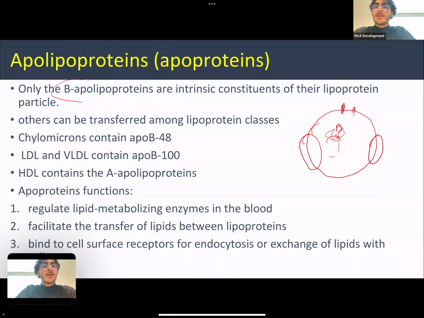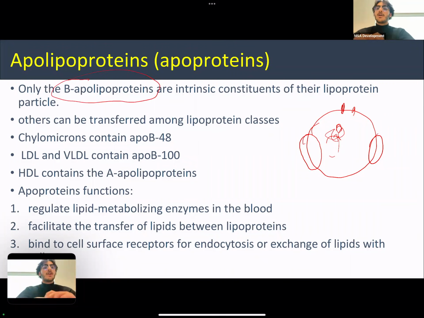Except for the B apolipoproteins. The B apolipoproteins are intrinsic constituents of their lipoprotein particles. That means they cannot be transferred. So when we say chylomicrons contain ApoB48, this ApoB48 belongs exclusively to chylomicrons. It cannot transfer to any other lipoproteins.